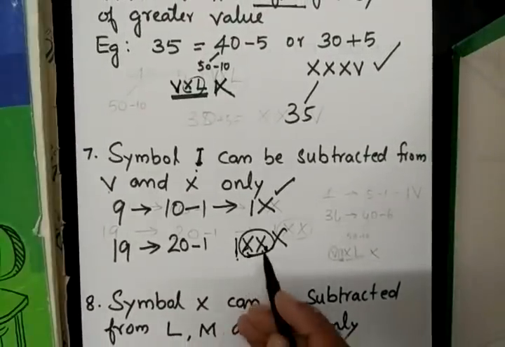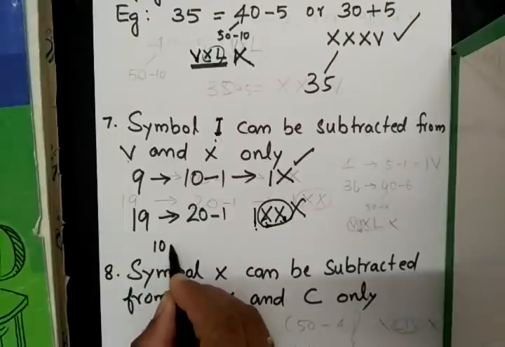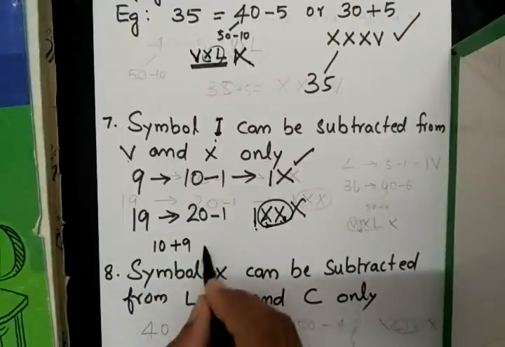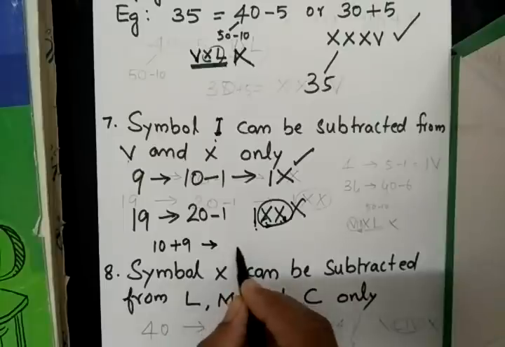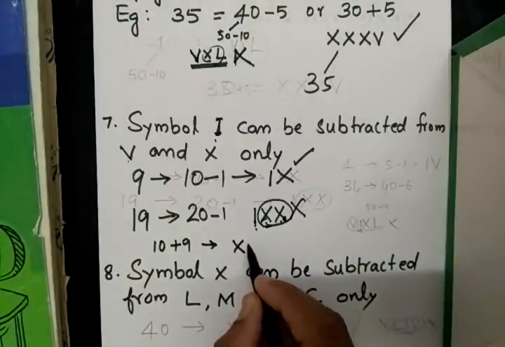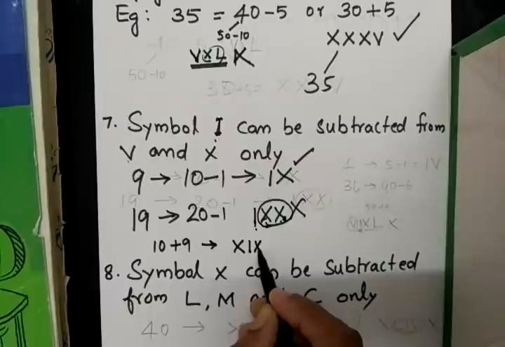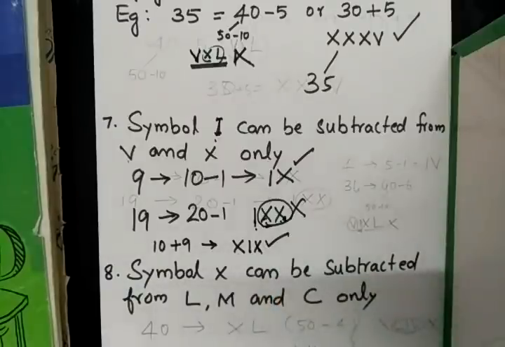Now, if you want, you can write 19 now itself. How can 19 be written? As 10 plus 9. Plus means come to the right side, and then 9. 9 means like this. This is correct, because this can be subtracted from X. So this is the correct way of writing 19.